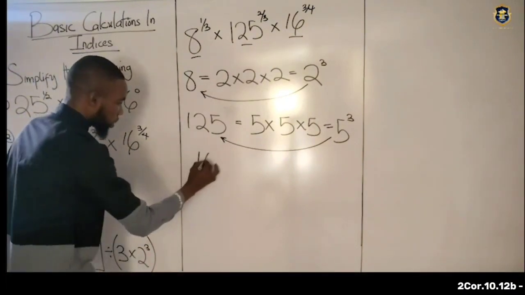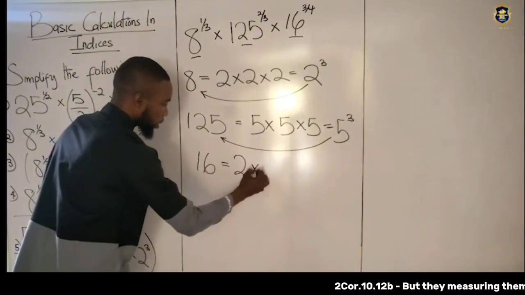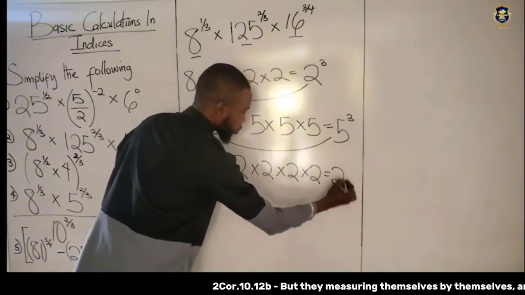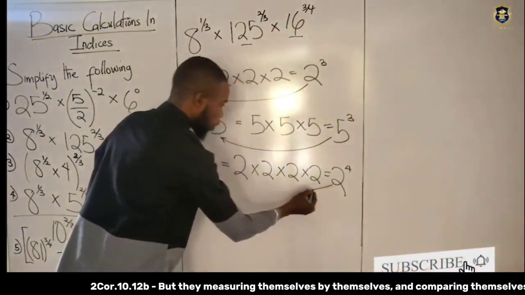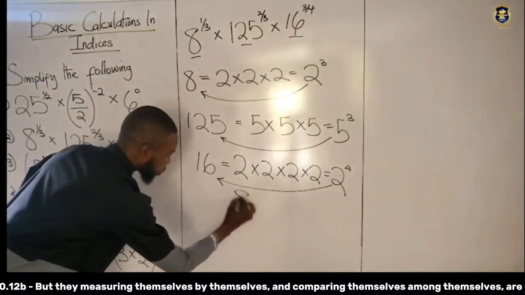And in the third one, which is 16, 16 can be written as 2 times 2 times 2 times 2, and that is 2 raised to the power of what? 4. In that case, we can substitute 2 raised to the power of 4 for 16 in the third one. Let's see how we can substitute.